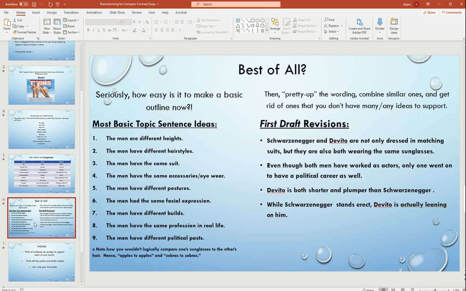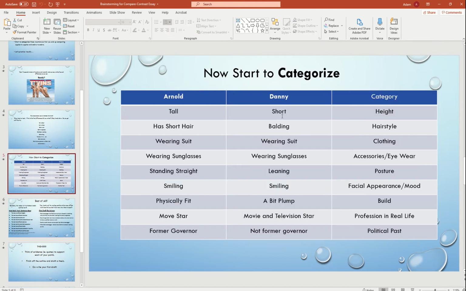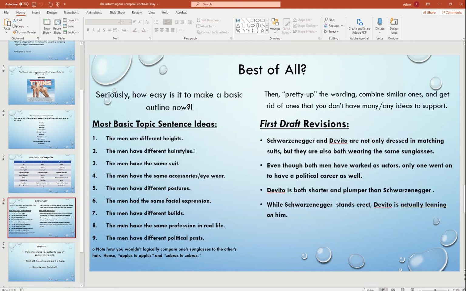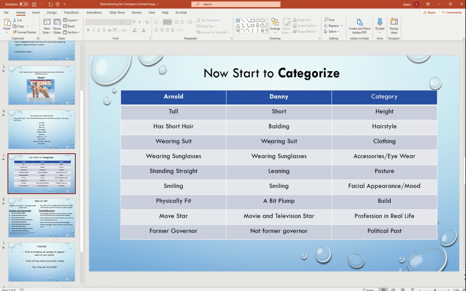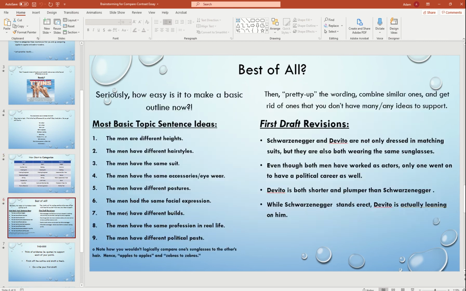And then after I have those ideas, it looks like he just wrote these in sentence. The men are different heights. Tall, short, height. Yep, different heights. Let's see. Has short hair, balding, and hairstyle. The men have different hairstyles. Yeah, I know. That's what's in the notes. That's in the notes because that's what my brainstorming does. My brainstorming would set me up right for a nice, clear statement.